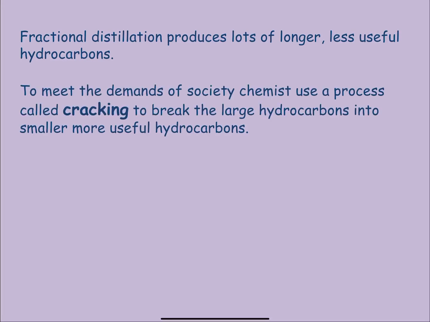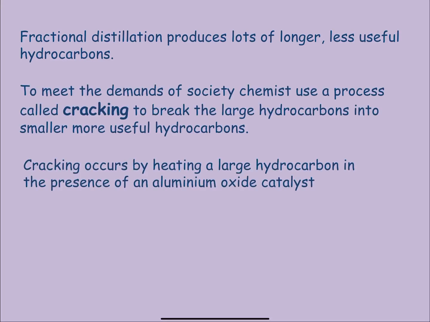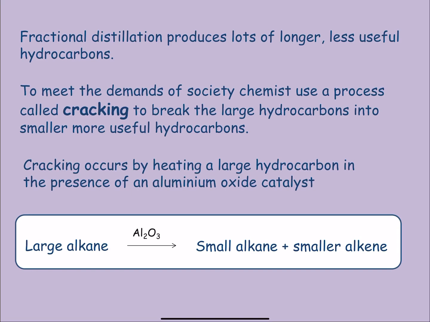Right, back to fractional distillation for a bit. Let's talk about something called cracking. Cracking is when we take large alkanes, so saturated compounds, and we break them down using an aluminium oxide catalyst, and we break that into a small alkane, and we also get a smaller alkene out of that. And all the carbons and all the hydrogens must add up to the same number.